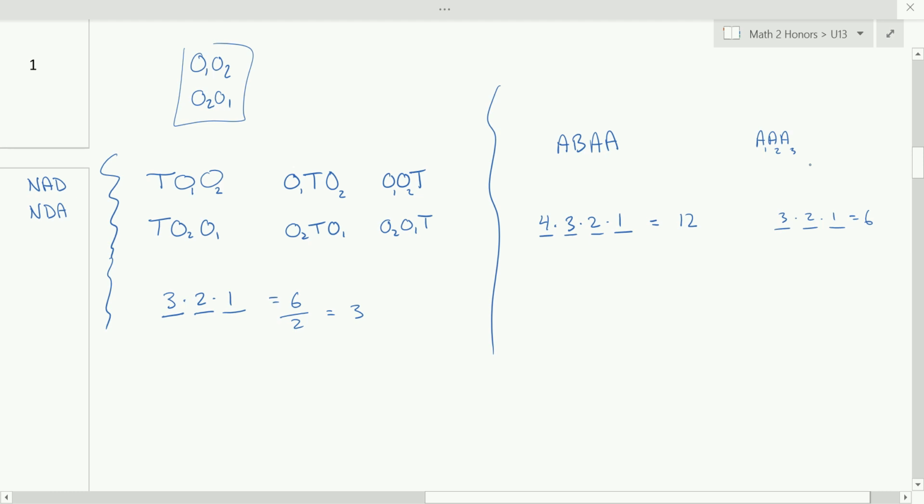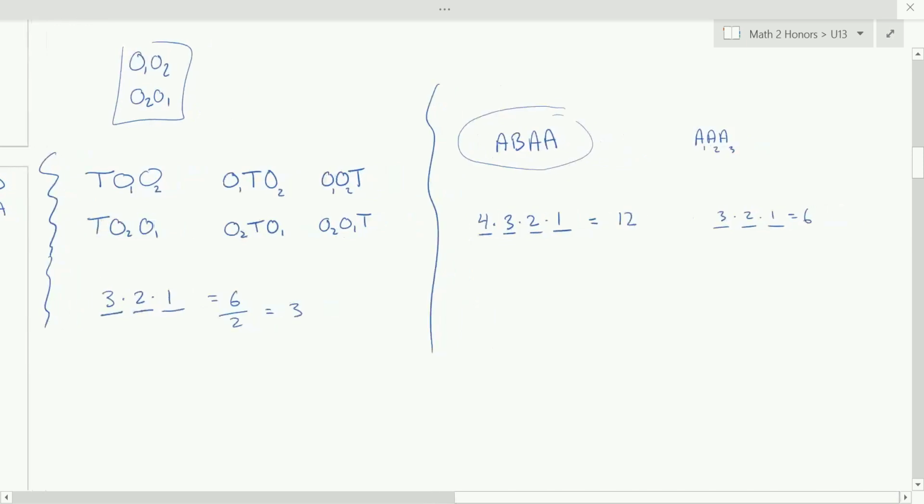So if I list out all 24 of these, I'm going to be able to split them into groups of 6, and those groups of 6 will be just alike. And so, only 4 ways to get that.